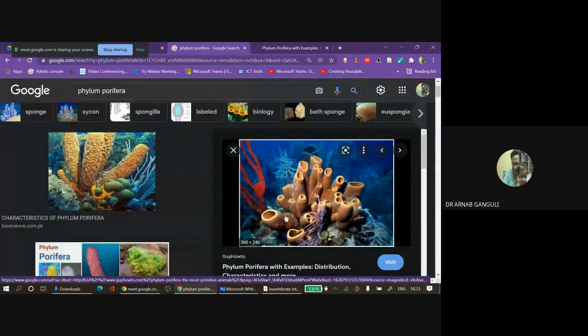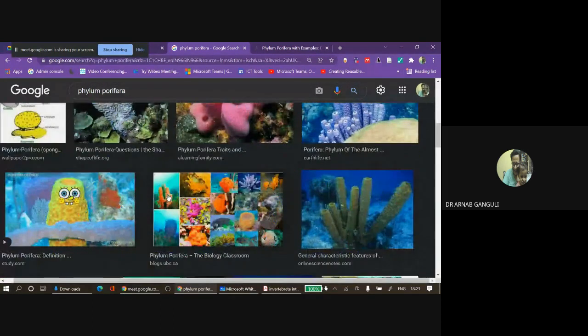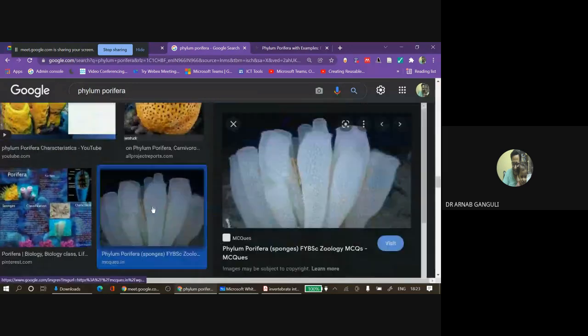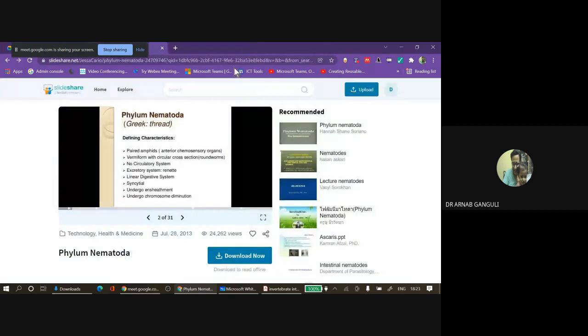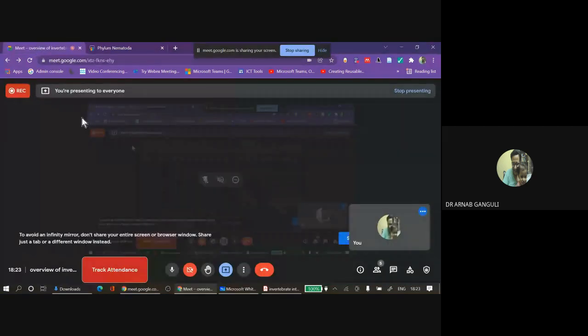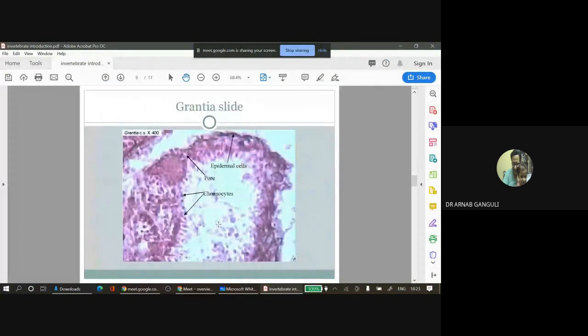This is the phylum Porifera, irregular in shape. There are very many beautiful variations of this. This is also another poriferan. These are the sponges. We will talk about classification of sponges, but just to see, take an overview.